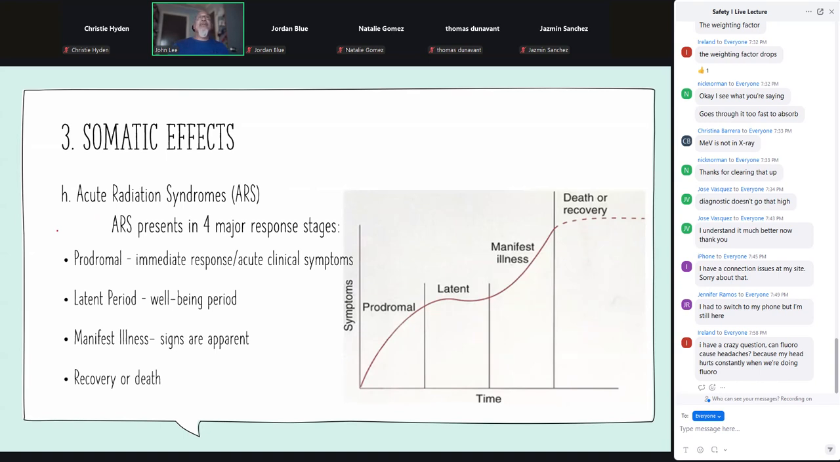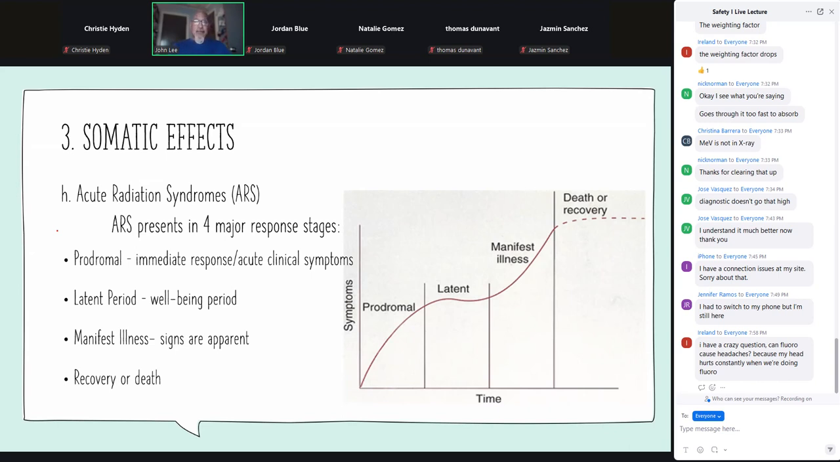Moving into ARS, or acute radiation syndromes, this is going to present in four response stages. The prodromal is the immediate response. These are going to be the acute clinical symptoms, the things that are wrong with the patient right after exposure. The latent period will be a well-being period where we're not having any new symptoms, they don't seem to be getting any worse. In fact, they might even be getting better.